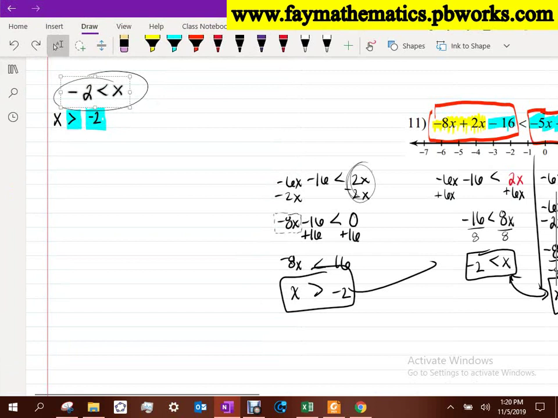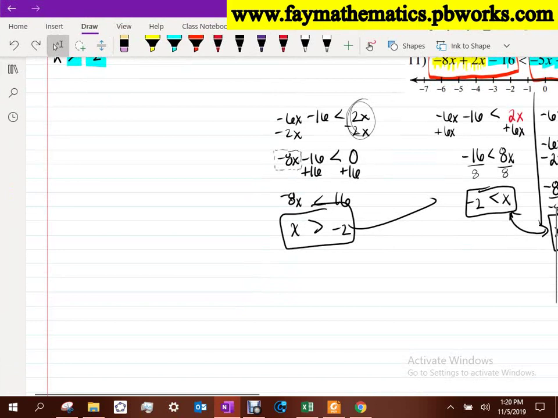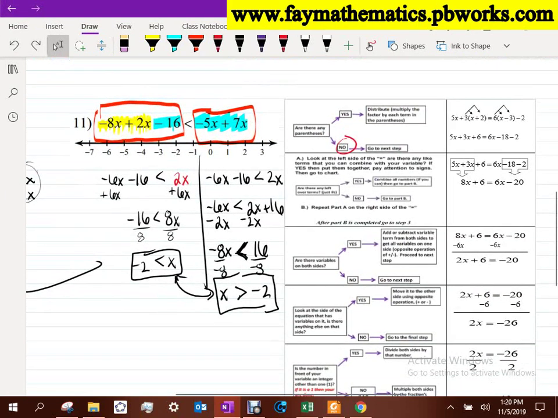Is this something we feel comfortable with? We're getting better at solving these inequalities, and at the same time we're practicing solving equations too, right? Because we address them the same way. So kind of killing 2 birds with 1 stone here.